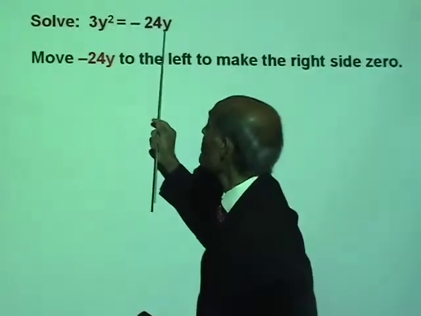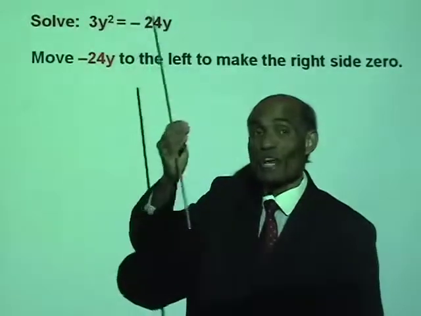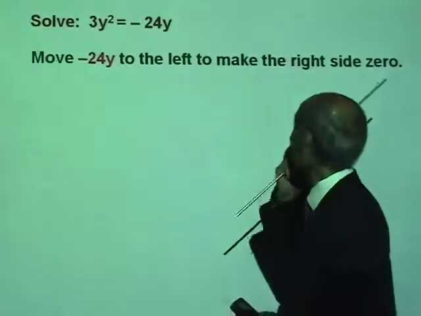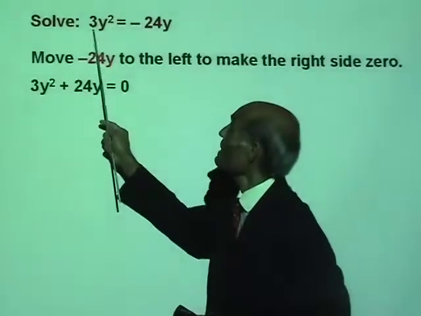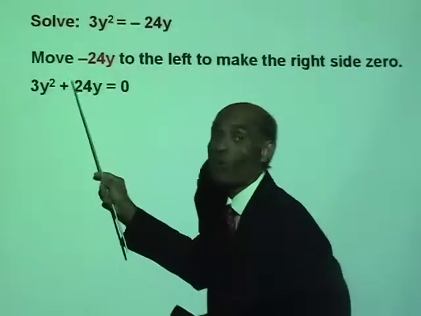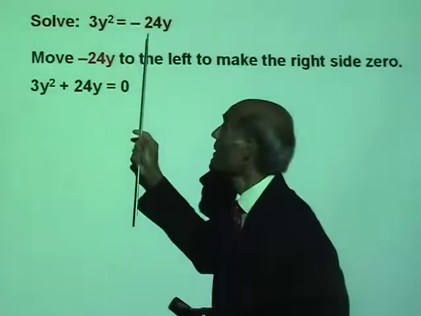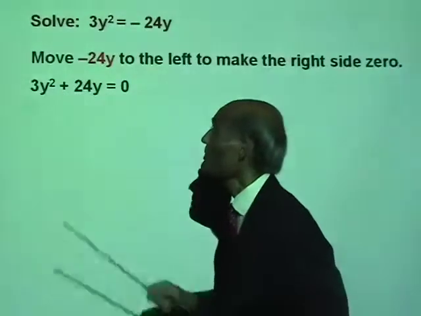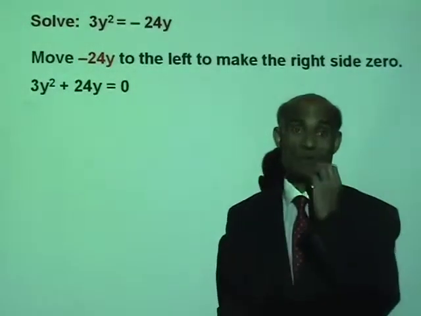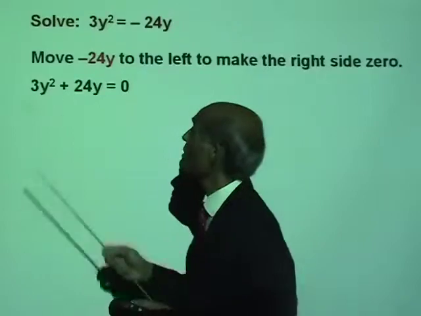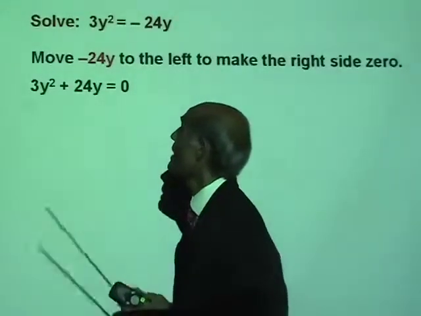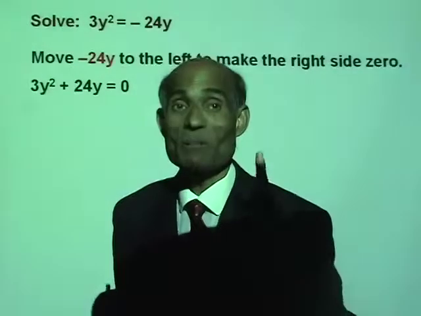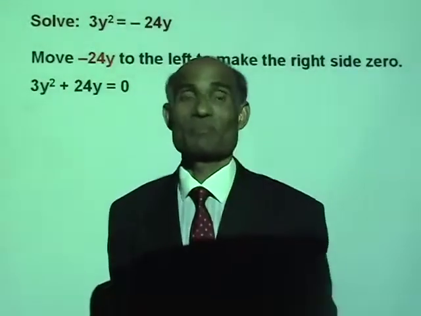When the -24y moves to the left, it will become +24y. Alright? So we got 3y squared plus 24y. Take care of that sign. When the -24y moves to the left, it becomes +24y. So you have 3y squared plus 24y equal to 0. We have done the first step. What is the second step?